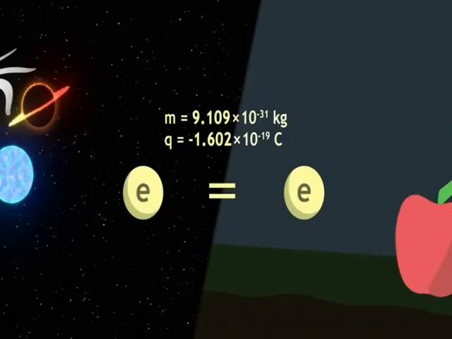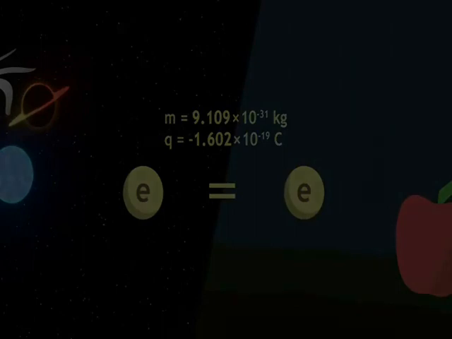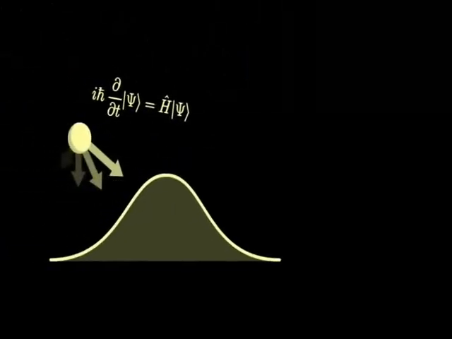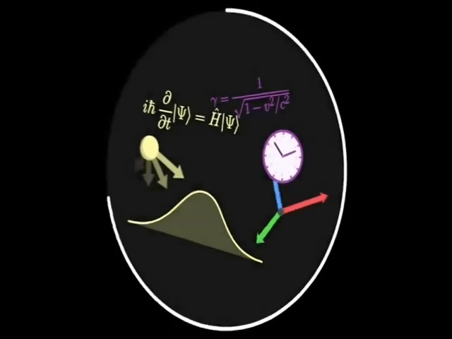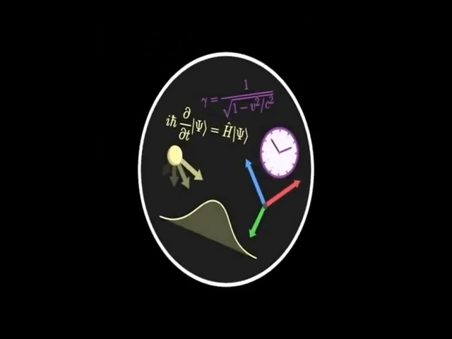To answer this question, we will have to build a new mathematical framework. A more general description that reconciles quantum mechanics with special relativity. We will construct the most successful framework available for describing the microscopic world. In this video, we build together quantum field theory.